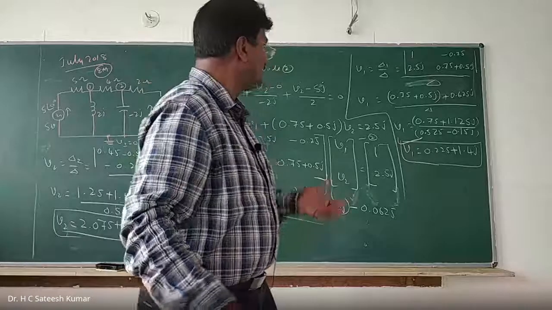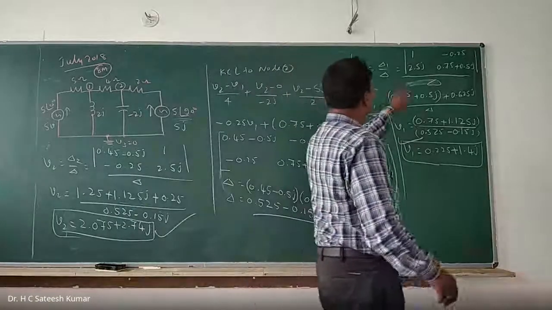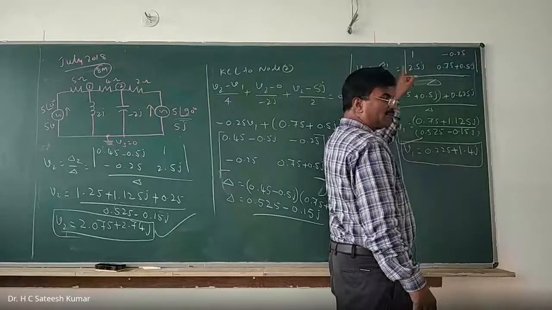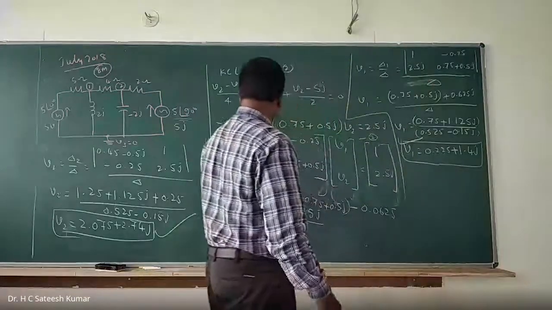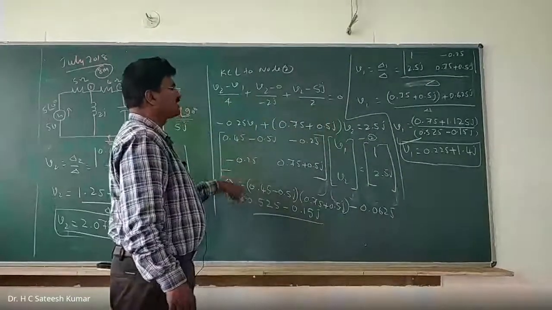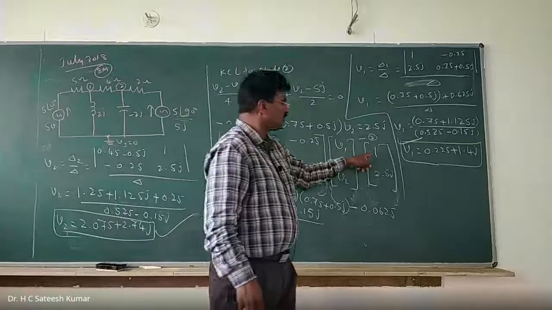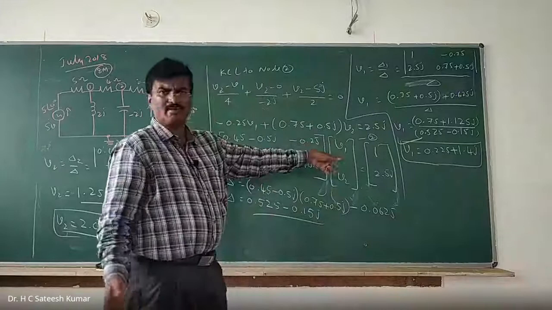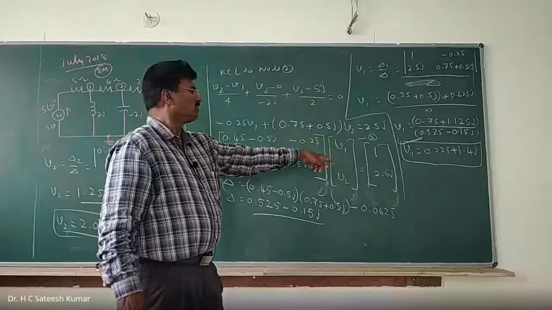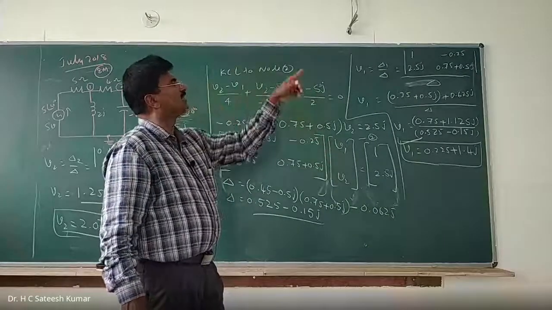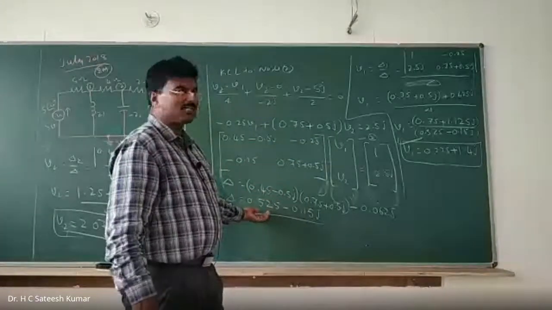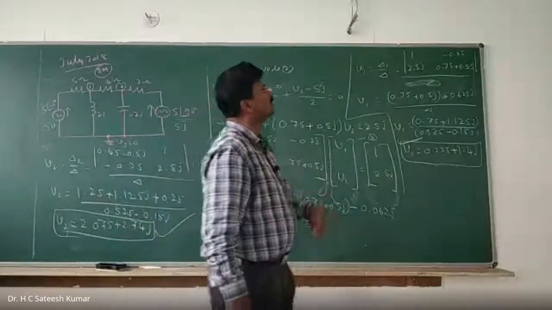V1 is delta 1 divided by delta. It's very simple. What is delta 1? Delta 1 is nothing but first column is replaced by right hand side. First column is 1, 2.5J. I have written here, in this first column you replace it with, it is Cramer's rule only. 1, 2.5J we have written, and second column will be retained as it is, divided by the delta. Delta 1 by delta, I have written as it is.